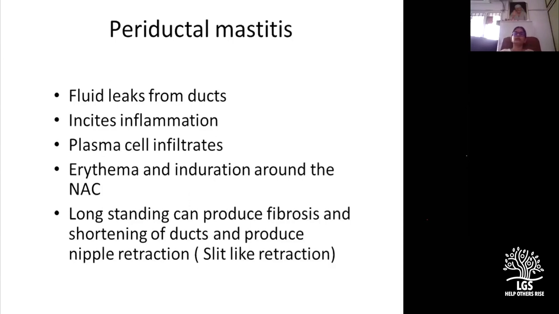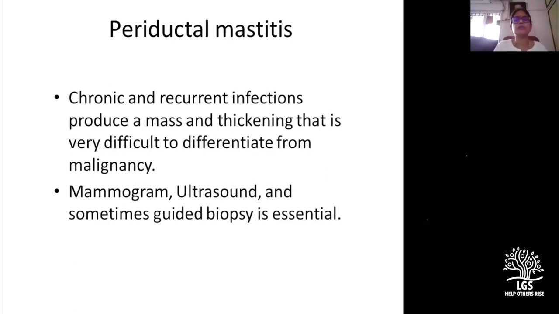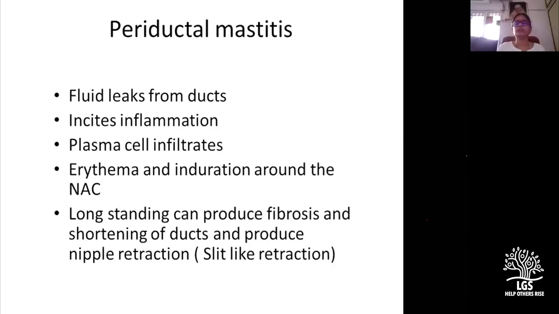This nipple retraction is very different from, I couldn't bring out a picture. It is there somewhere in one of the PPTs, but it's not there. So it is a very typical retraction. In malignancy, the retraction is more or less uniform, the entire nipple sinks in. But here it is like a postbox, letterbox nipple. There will be a transverse line, the way it is pulling in. Like those days you had that letterbox where you post, a rectangular slit through which you post your letters. This is called a slit-like retraction.